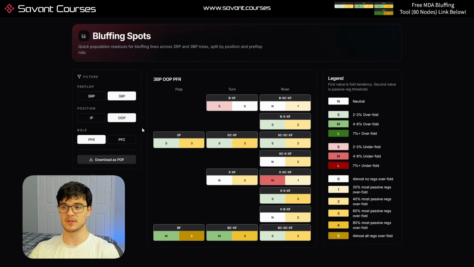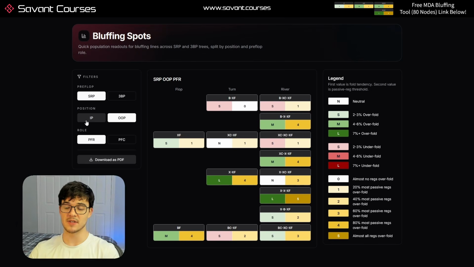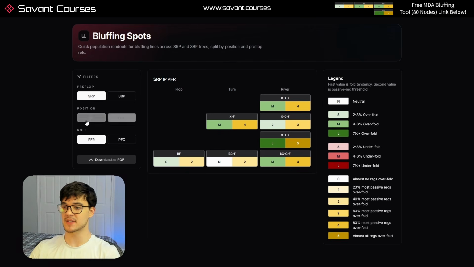It's a free tool, so you don't need to purchase anything. All you do is just make an account with us, and then you can see all of the data for single raise pots and 3-bet pots, both as the in-position and out-of-position player. This information is extremely useful because it not only shows you how much people are overfolding, it also shows you what percentage of regs are going to be making that mistake.